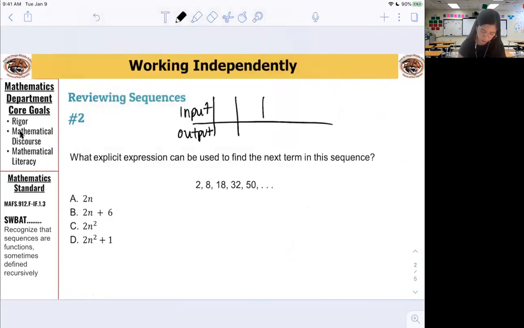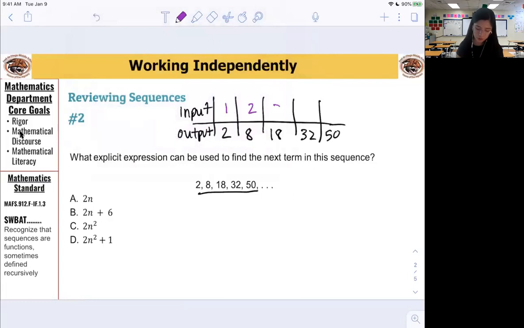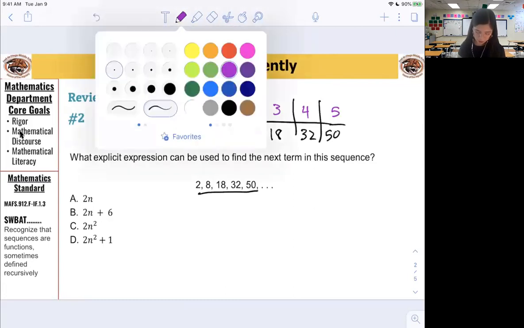Again, the values in the sequence are the output. So the 2, 8, 18, 32, 50 go in the output column. And the input, we're always going to write 1, 2, 3, 4, 5. Now I'm going to test out these answer choices, starting with answer choice A.